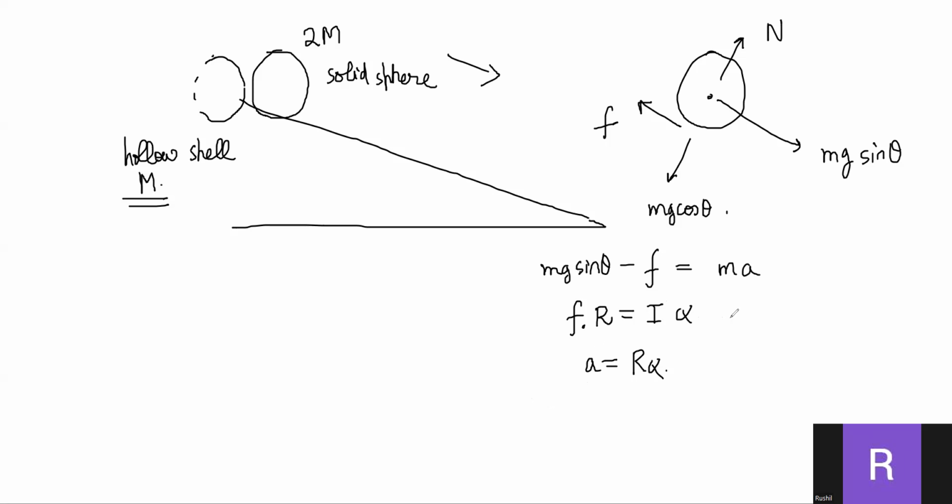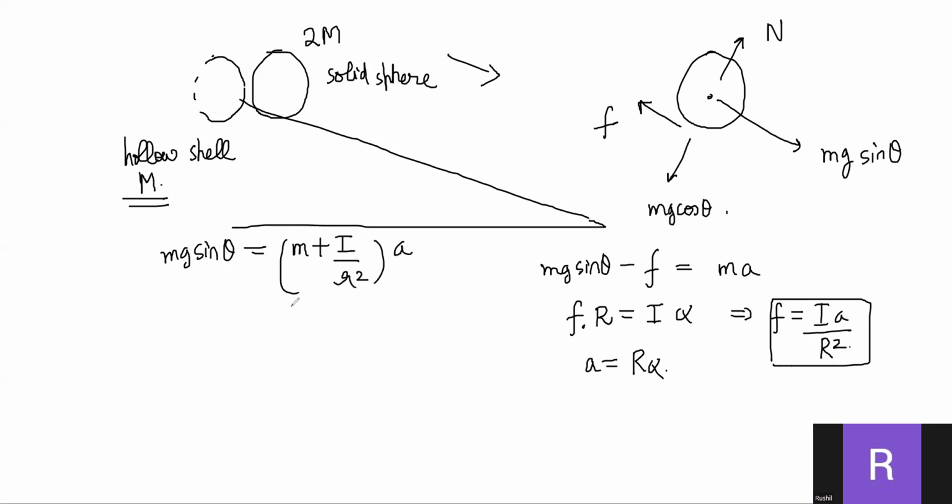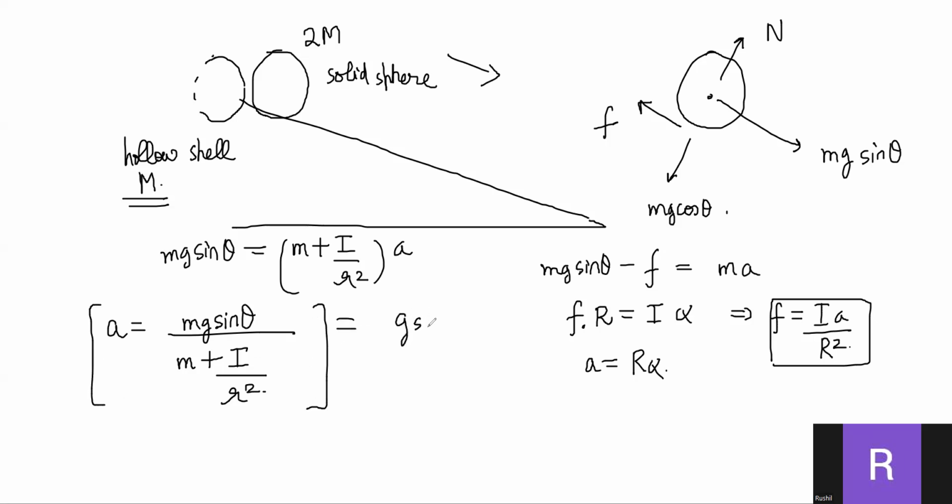From here, alpha is a by r, so f is equal to I a by r square. And you get mg sine theta is equal to m plus I by r square into a, and a is mg sine theta by m plus I by r square, or g sine theta by 1 plus I by mr square, which is a standard formula for all such situations.